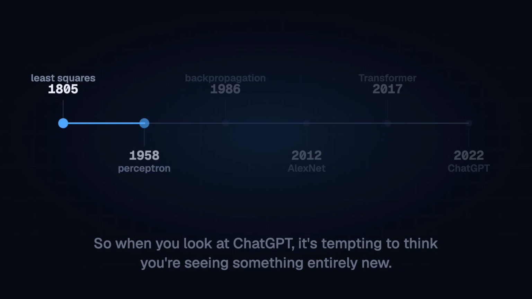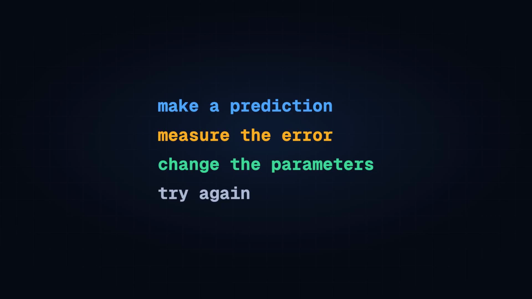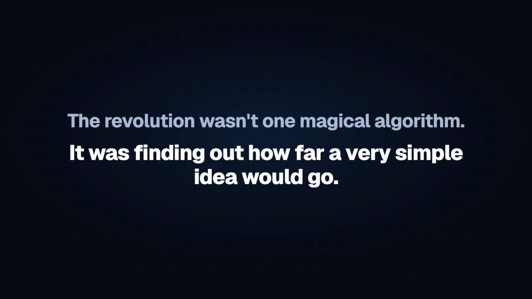But zoom out. 217 years and the loop underneath has barely moved. Make a prediction, measure the error, change the parameters, try again. What changed was the scale it was pointed at. The revolution wasn't one magical algorithm. It was finding out how far a very simple idea would go.